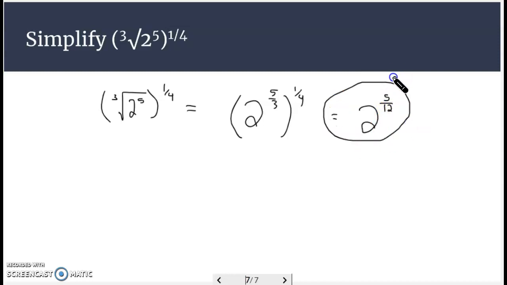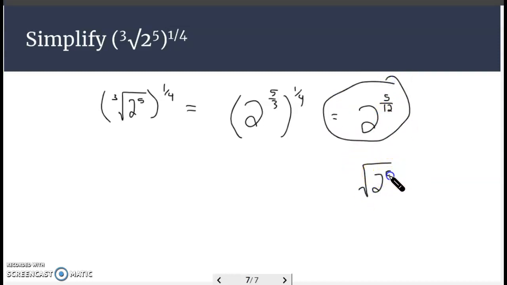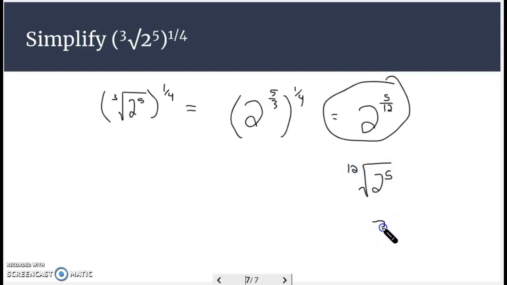Now if we wanted to convert back to radical notation, we could. 2 to the 5th would be the 12th root of 2 to the 5th, and 2 to the 5th could be written as 32. So another way to simplify this, I guess, would be the 12th root of 32. But different problems, exercises ask for different things. Just want to make sure everybody sees all the different ways. All right, these were some examples of properties of exponents.